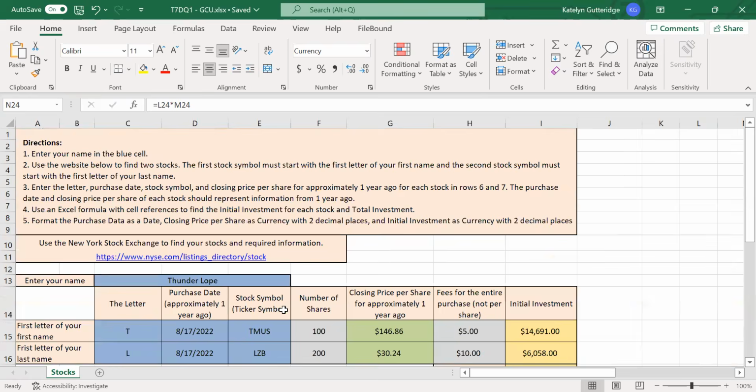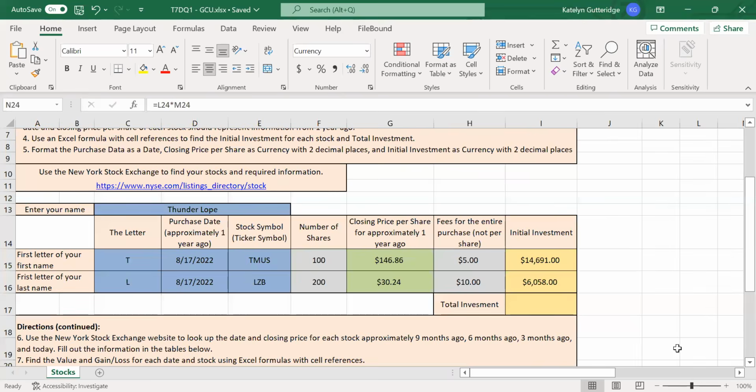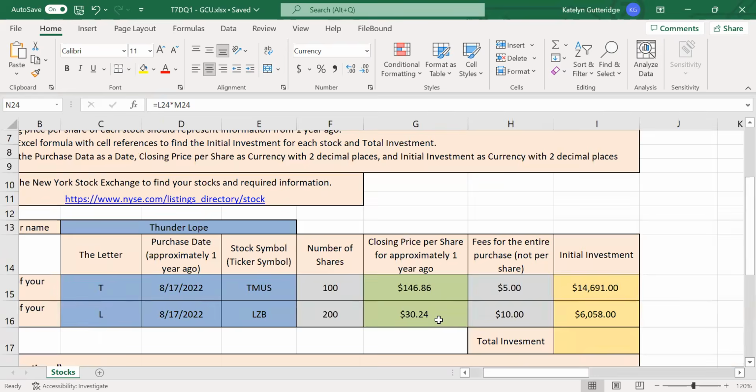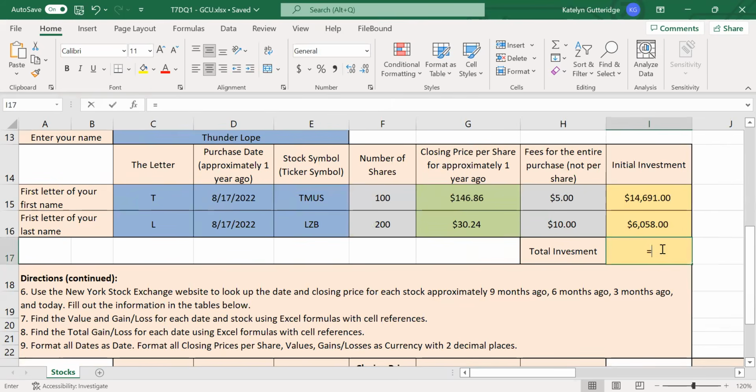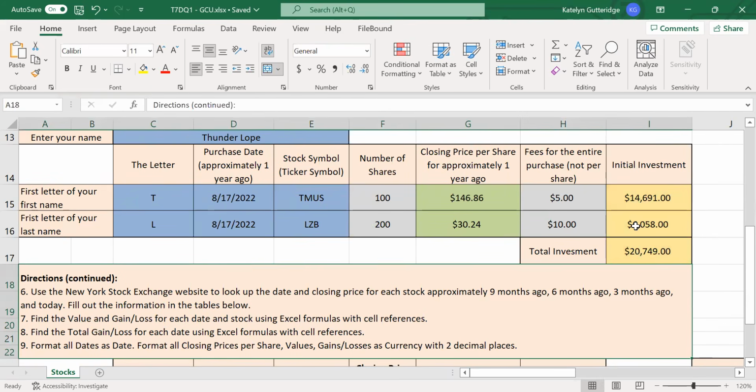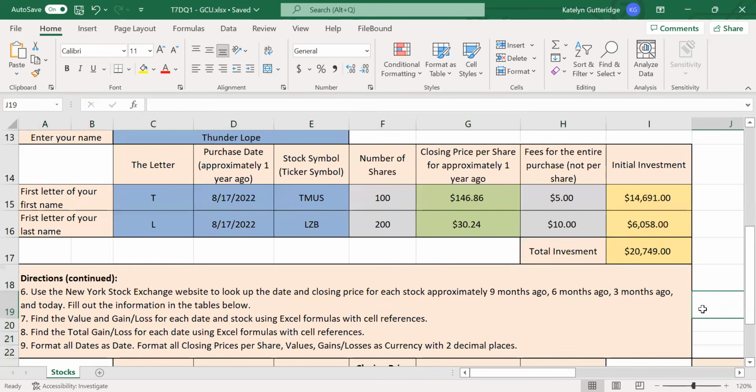So the first total I want to calculate is the total investment. The total investment is the initial investments added together. So we want to sum up our initial investments. That will give us our total investment.